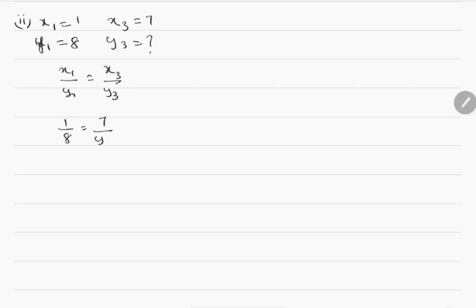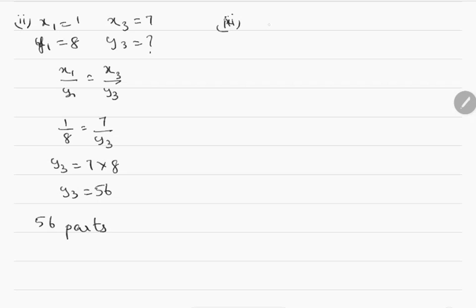Number 2, similarly x1 is 1 we know, y1 is 8 we know. Here the next tabular column, the value is 7. So x3 is 7, y3 we should find out. We have x1 by y1 equal to x3 by y3, which is 1 by 8 equal to 7 by y3. y3 is equal to 7 into 8, y3 is equal to 56. So this is 56 parts of the base that need to be added.